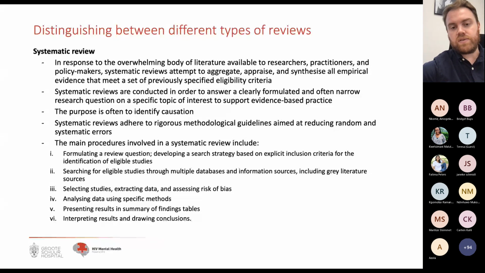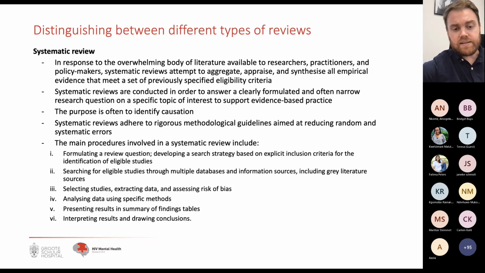And the main procedures involved in a systematic review, and again, because we've got limited scope, there's much more to say about these 6 points. But in general, firstly, you formulate a review question and you develop a search strategy based on explicit inclusion criteria for the identification of eligible studies. Thereafter, you start searching for these studies through multiple databases and information sources, including grey literature. So grey literature is policy briefs, stuff that's not necessarily in a journal article, but could still speak to your specific topic. Thereafter, you select the studies, you extract their data, and you assess risk of bias.